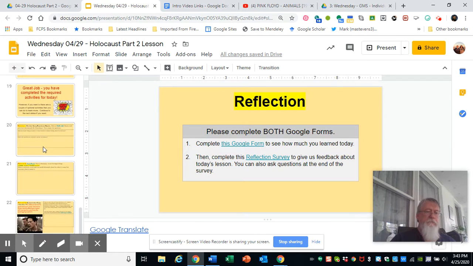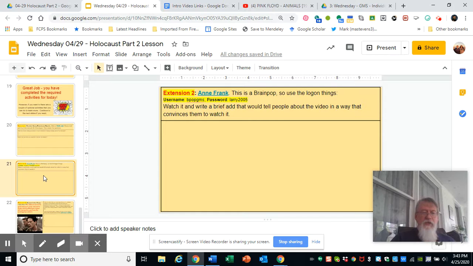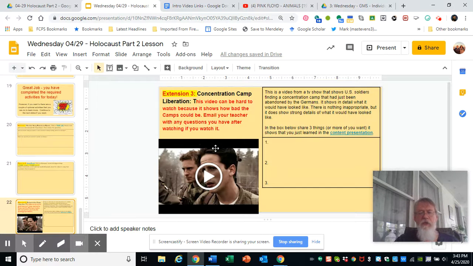Then there's the optional stuff. Again, the extensions. Now, this extension is a scene from an old TV series where they found a concentration camp, and you see some pretty hard to look at stuff. Email if you decide to do this. Email any questions you have when you're done.